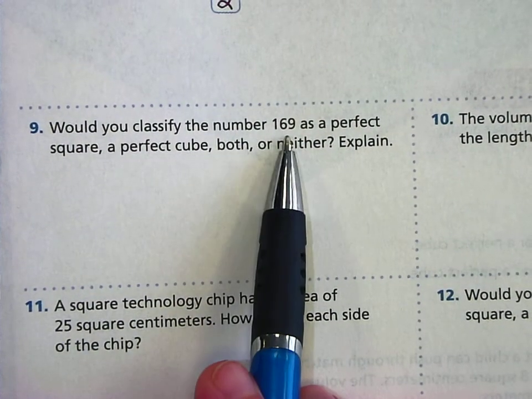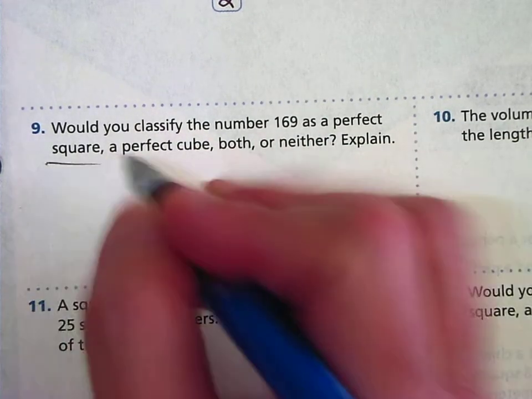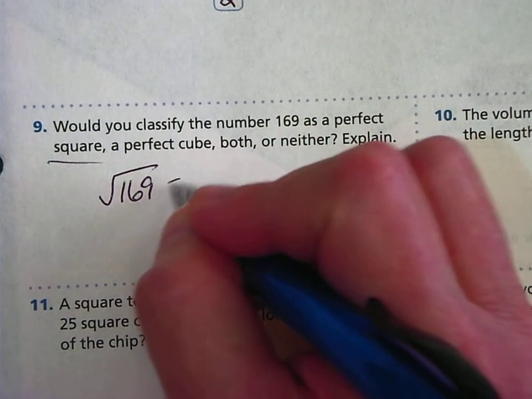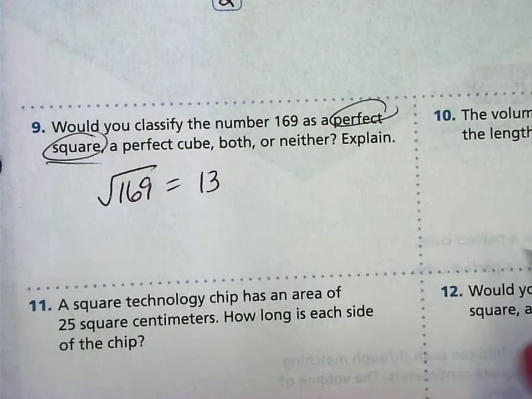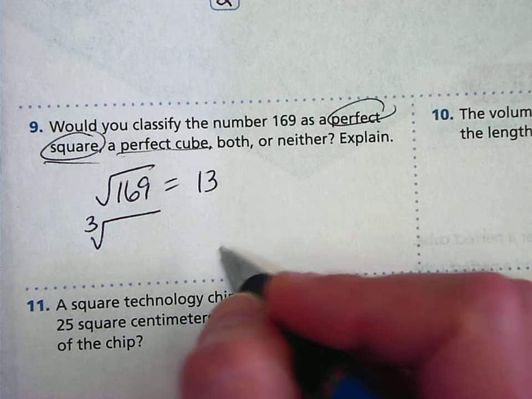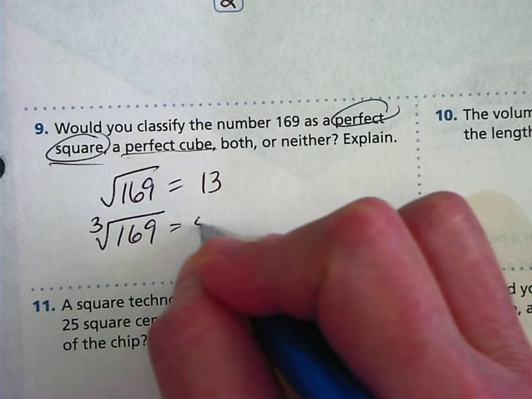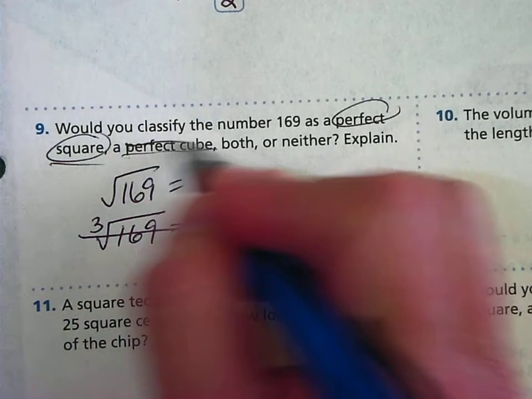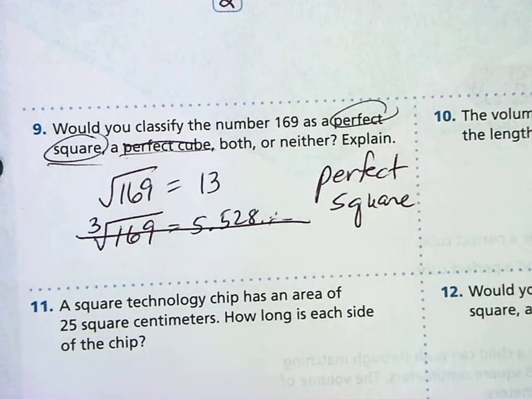Would you classify the number 169 as a perfect square, a perfect cube, both, or neither? Well, if it's a perfect square, then when I square root it, it'll be a whole number. So the square root of 169 is 13, so it is a perfect square. But if it's a perfect cube, the cube root should be a whole number. If I cube root 169, I get 5.5287. I get this long decimal. So it's not a perfect cube. It's only a perfect square number, because 13 times 13 is 169.